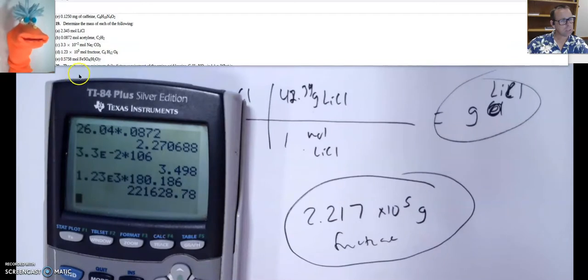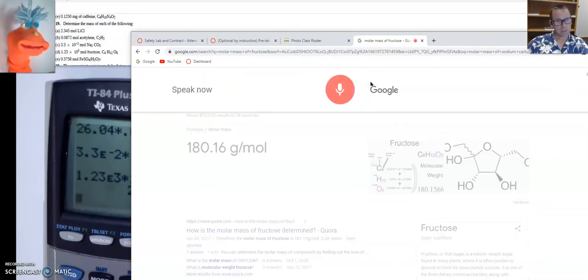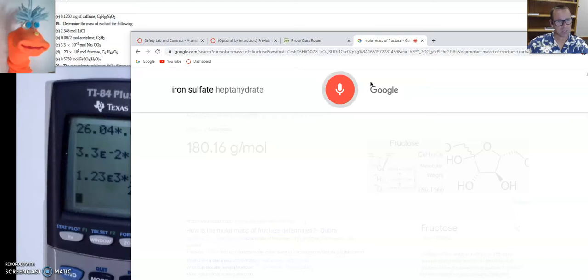All right, that thing there, do you know what that thing's called? No, I'm not sure what it's called. Well, it's iron sulfate, you see that? Yeah, I see that. And then they have heptahydrate. Heptahydrate. So let's see if we can get Google to tell us the molar mass of that. Iron sulfate heptahydrate.